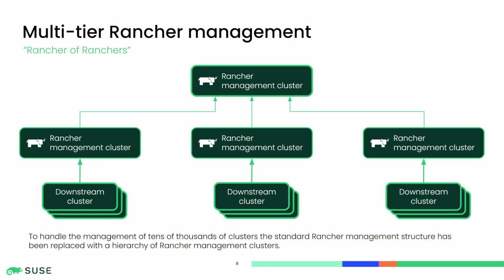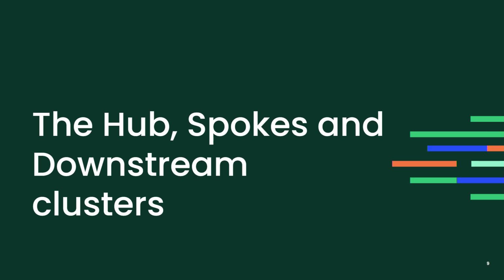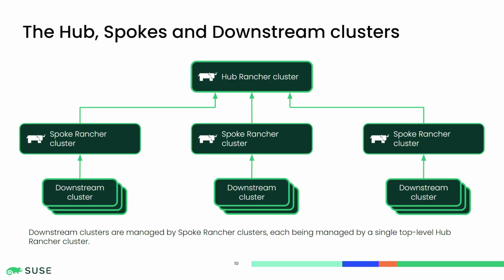And on top of these Rancher management clusters, we are employing one more Rancher management cluster, which is managing these Rancher management clusters. And as you can see, I'm repeating "Rancher management clusters," so that's why we need to introduce the new terminology, which is hub, spokes, and downstream clusters. So this is the same diagram. Just you can see that at the top, the Rancher management cluster is called the hub cluster, and the mid-tier clusters are the spoke Rancher clusters.